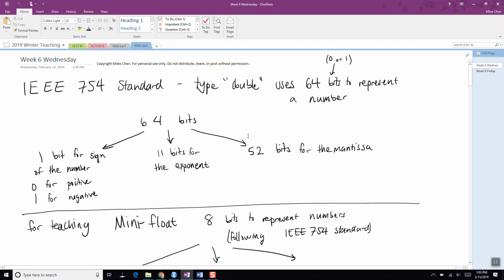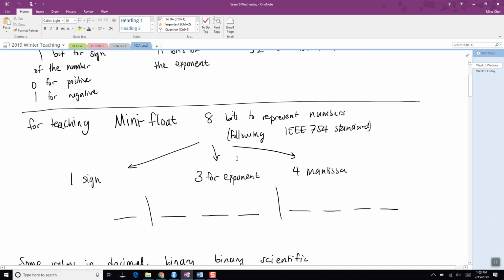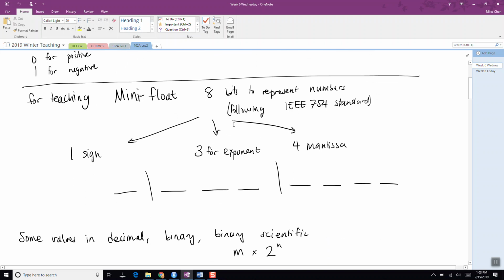We're looking at the IEEE 754 standard, which says of those 64 bits, 52 are used for the mantissa, 11 are used for the exponent, and 1 bit is used for the sign. And to illustrate what's happening, we are using a mini float version.